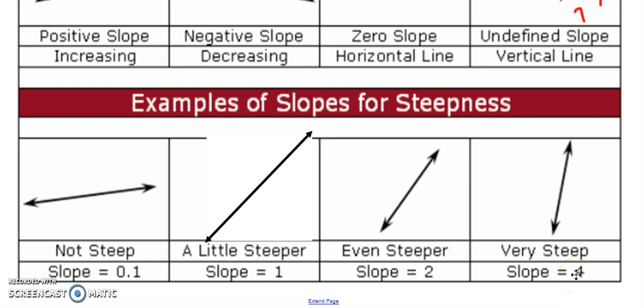So if I had a negative 4 as a slope here, that is going to be steeper than a slope of negative 2, steeper than a slope of negative 1, steeper than a slope of negative 0.01. These would just be going down instead of up.